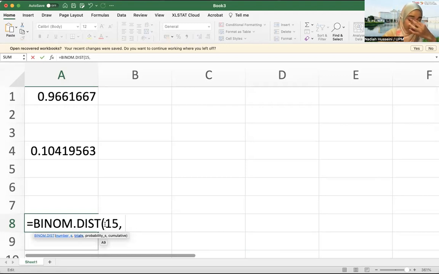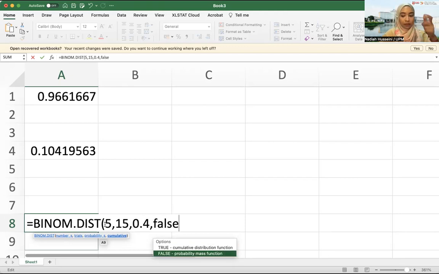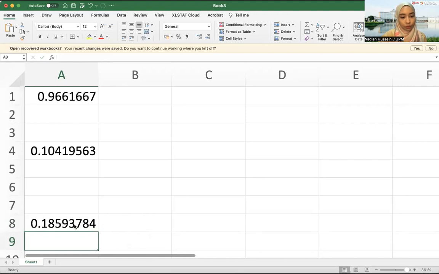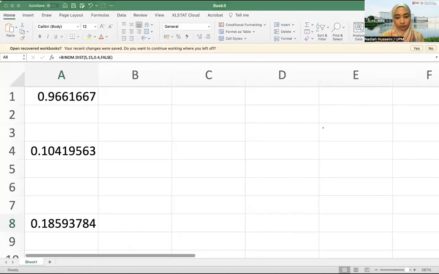Okay. So our number of trials was 15. I feel really bad about the example, but this is math. This is our x, sorry, forgive me. So x is equal to 5, our trials is 15, and the probability is 0.4, and we want to know our probability mass function, not the cumulative. So we will choose false, or you can just type it in. Doesn't matter. So I would get 0.1859. So let's see if that is correct. 0.1859 is your answer.